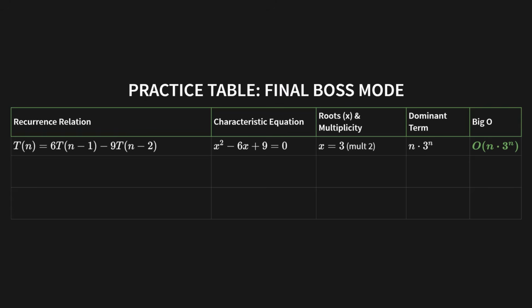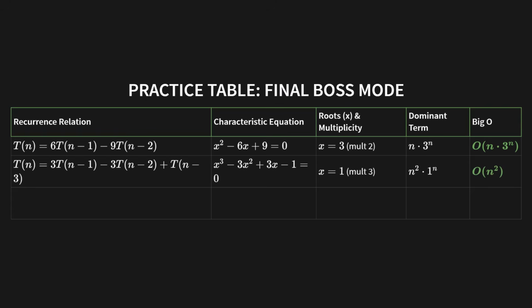This factors to x minus 3 squared equals 0. So our root is x equals 3 with a multiplicity of 2. The dominant term will therefore be n times 3 to the n. And the big O? O of n times 3 to the n. Perfect. Now that we've done one, let's speed it up a bit.